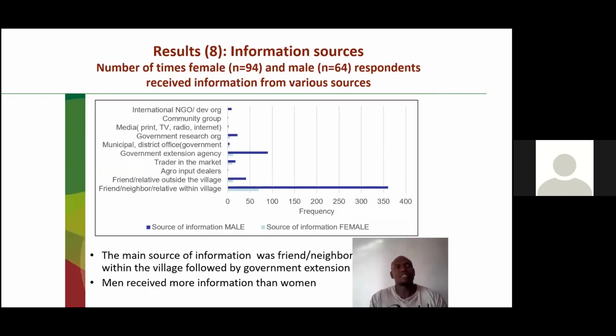We also asked the respondents regarding the information sources, and we realized that close networks, that's neighbors, friends, relatives, are the key source for information, followed by government extension. And again, as you can see from this graph here, men received more information than women. What is indicated here is the number of times both male and female farmers received information from various sources, and you can see there's more access to information for men than for women.